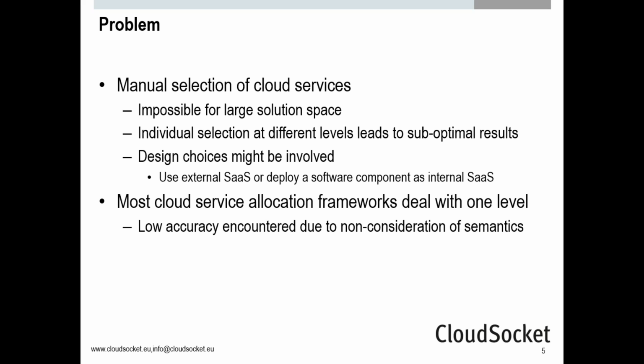Apart from these three main issues which map to the manual selection of cloud services, if we check the state of the art and the respective tools in the market, you can see that most of the cloud service allocation frameworks deal only with one level. So they don't take into consideration the dependencies between the different levels. In addition, they exhibit low accuracy because they don't consider semantics or more formal approaches for service discovery and selection.